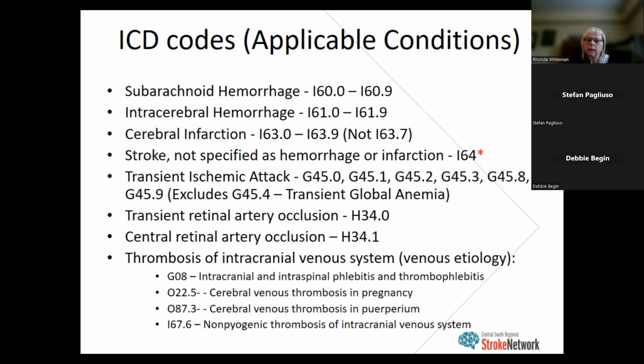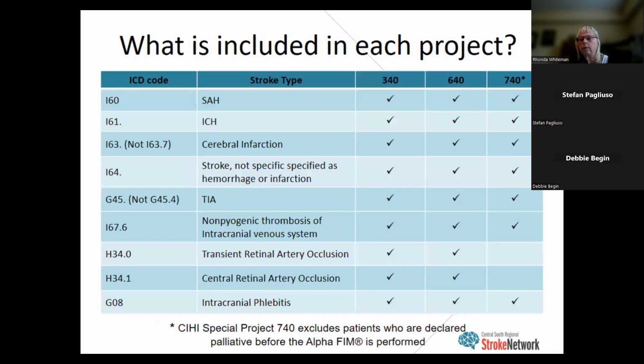We also look at transient ischemic attack, excluding G45.4, transient global amnesia, transient retinal artery occlusion, and central retinal artery occlusion, and thrombus of the intracranial venous systems. You can see the codes that are there. This table reviews that for 340 and 640, all of those applicable ICD-10 codes are included. In 740, retinal artery occlusion and central retinal artery occlusion are excluded.